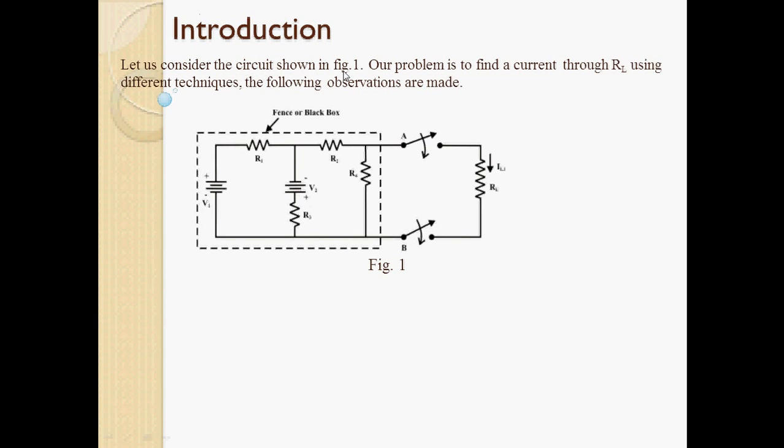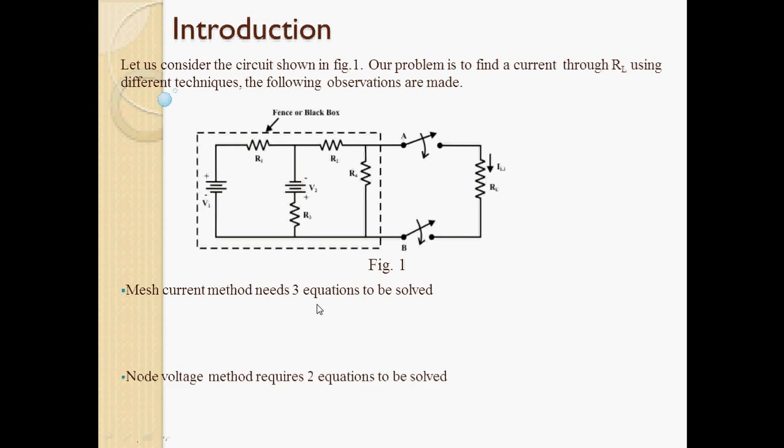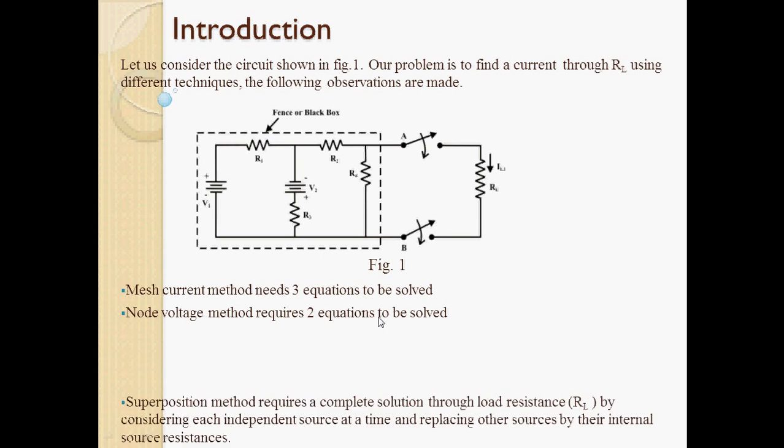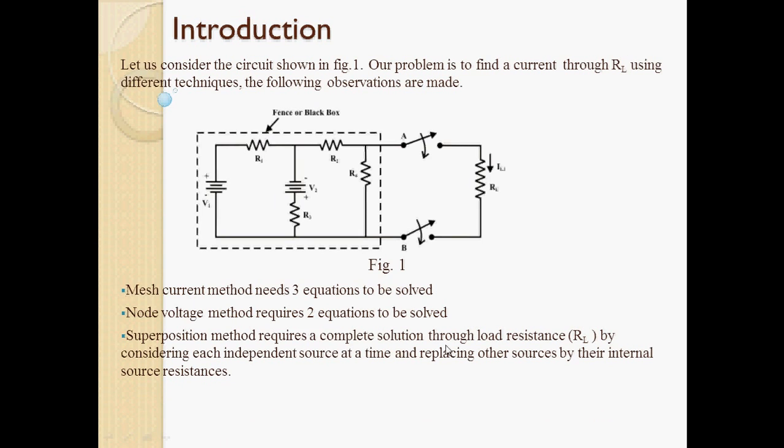Let us consider the following figure. Our problem is to find the current through the load resistance. Now you may use different techniques. For example, you may use the mesh current method, then you would require 3 equations to solve it. You may use the nodal voltage method, then you would require 2 equations. Or you may use the superposition theorem, then you would require many equations, and you know that.